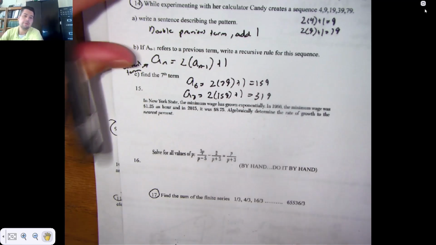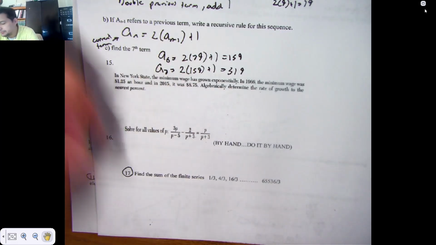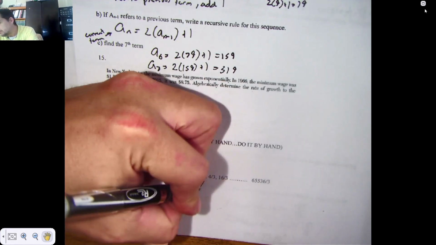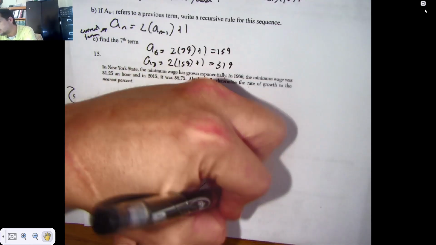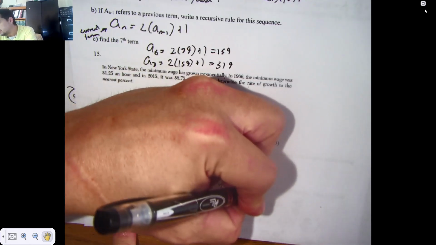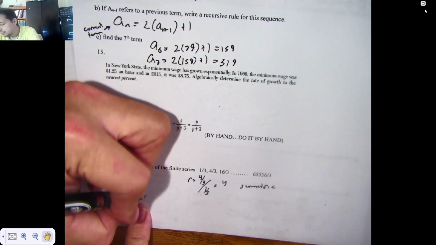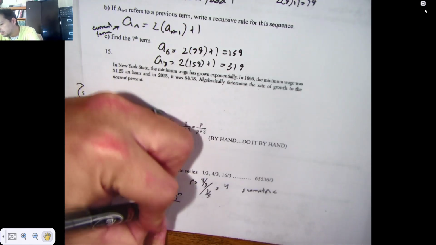17, find the sum of the finite series, which means you need a formula. This is, by the way, geometric. The ratio here being 4/3 over a third is 4. So this is geometric. It's not being done through addition. The sum of n things is the first term, a sub 1, times 1 minus the ratio to the nth power over 1 minus r.